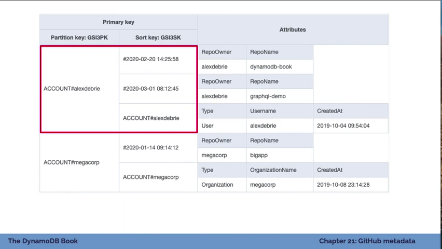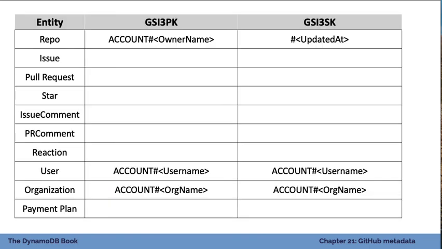Notice that those repos are all at the beginning of my item collection, which is going to allow me to run that query, scan index forward false. I'll start at that account item and work my way backwards. That's going to give me the most recently updated repositories. So if I update my entity chart here, now I have this GSI3. I've got GSI3 PK and SK values for the repo, for the user, for the organization to make sure they're all in the same item collection, and I can get that get account and get repositories for account access pattern.